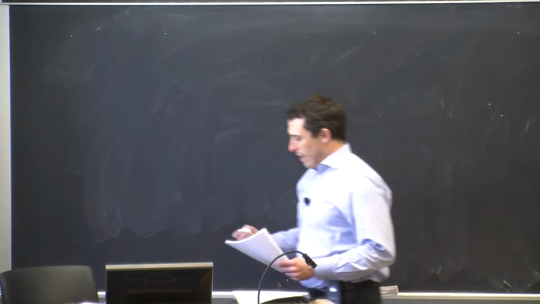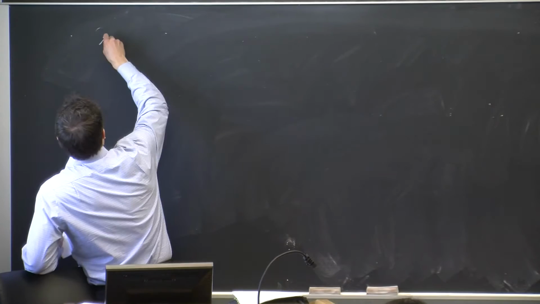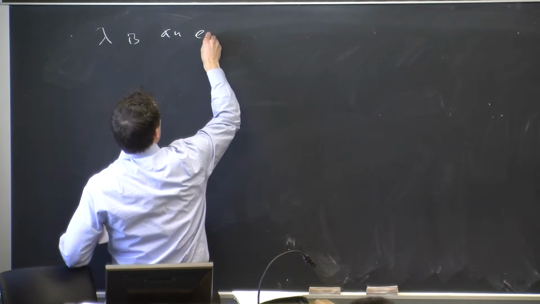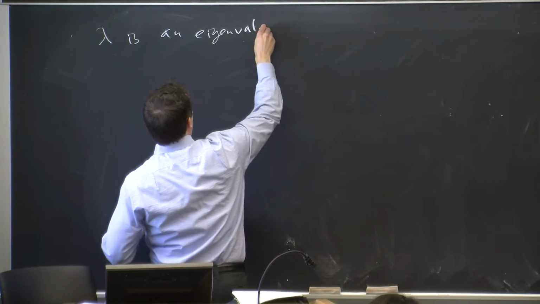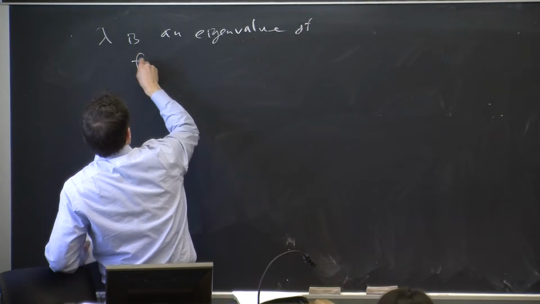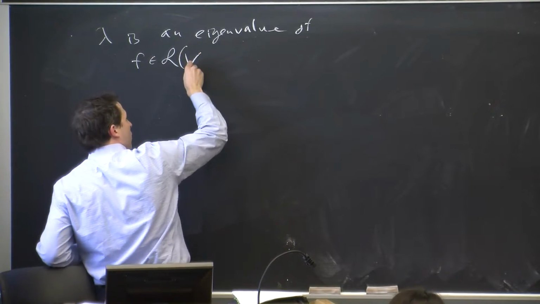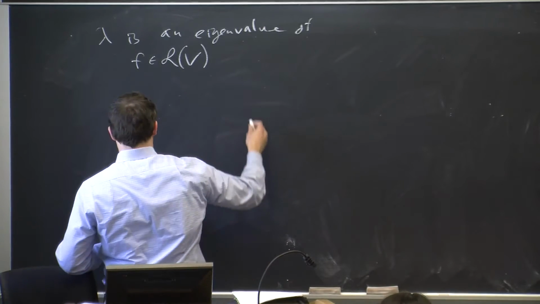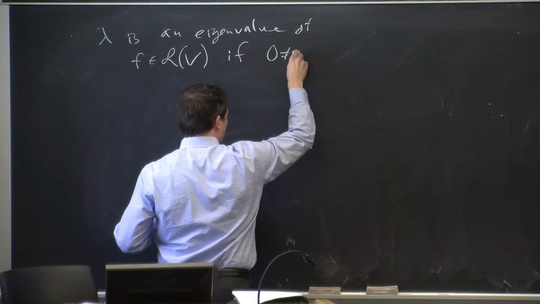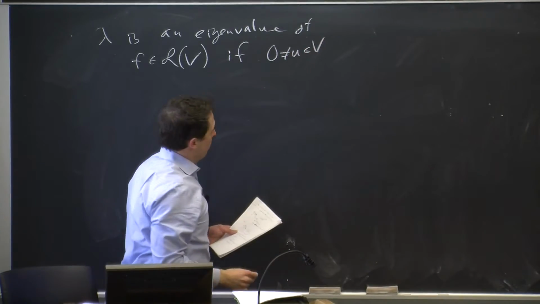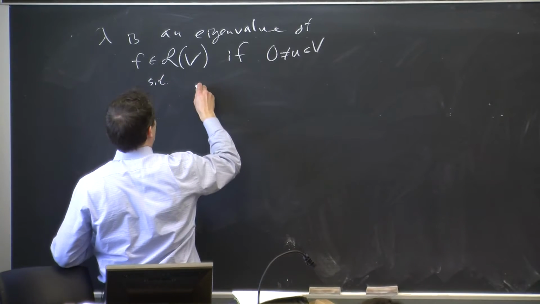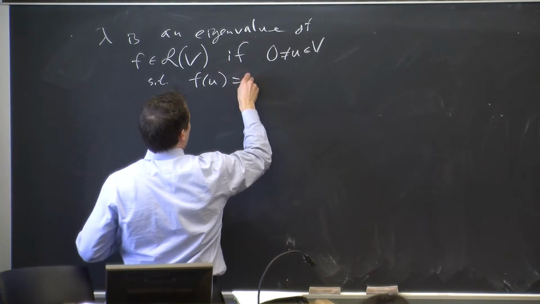Okay, so we were talking about eigenvalues. And there's two definitions. Lambda is an eigenvalue of f, which is a linear transformation from a vector space to itself, if there exists a non-zero vector u such that f of u equals lambda u.